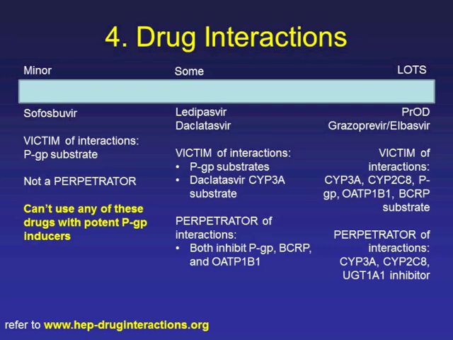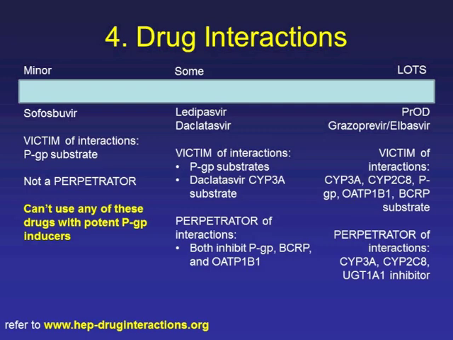So the fourth consideration is drug interaction potential. Rather than get too detailed with this, I've created a spectrum here of minor interactions, some interactions, and lots of interactions. The best resource for looking at drug interactions with hepatitis C therapies is the University of Liverpool site, hep-druginteractions.org. This is a great resource for looking up not just hepatitis interactions. They also have one for HIV drug interactions, so you can look up HIV drugs as well.